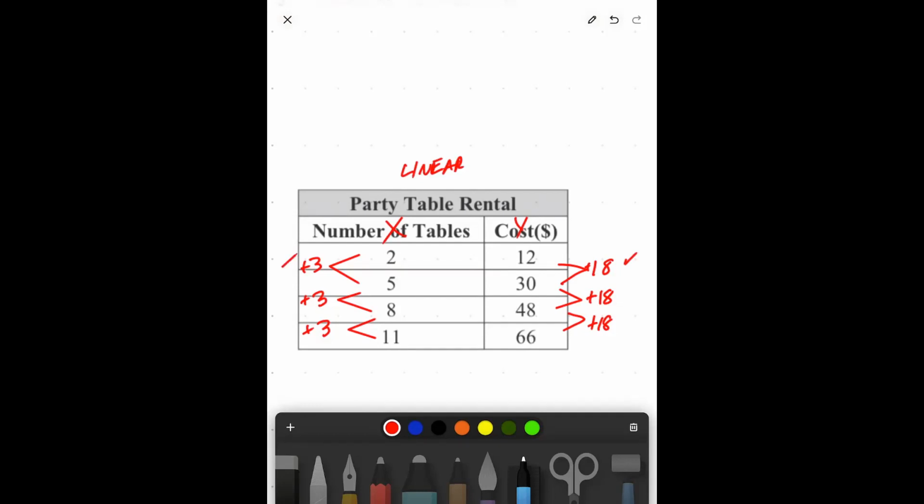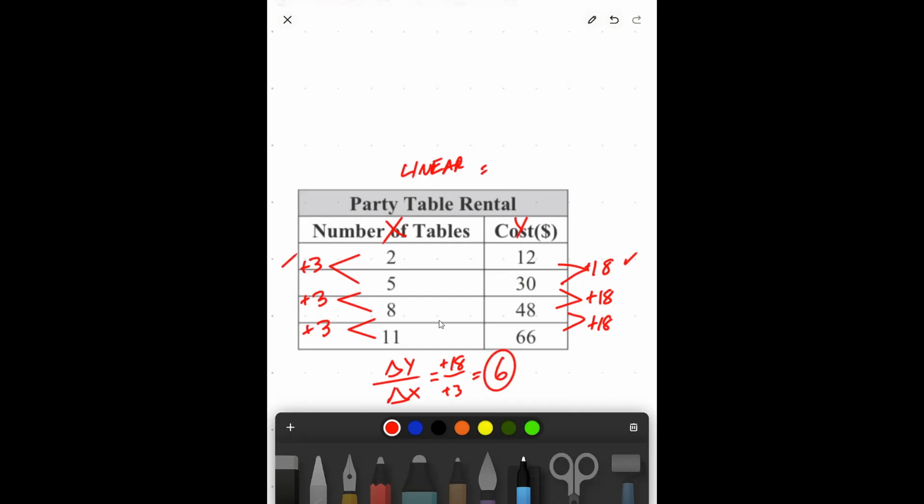So it is a linear function, and the slope would be the change in y over the change in x. So that would be 18 over plus 3, which is 6. So the slope is 6. Now, if we were trying to find the y-intercept, this one is not so easy to do. It's not easy, but it is possible. I'm just going to leave that for now. All I need you to do is be able to find the slope, and the slope is 6.